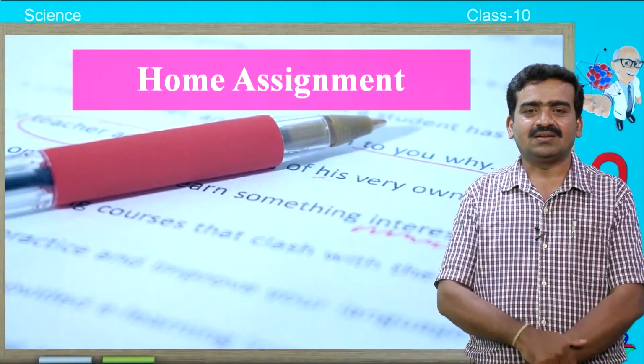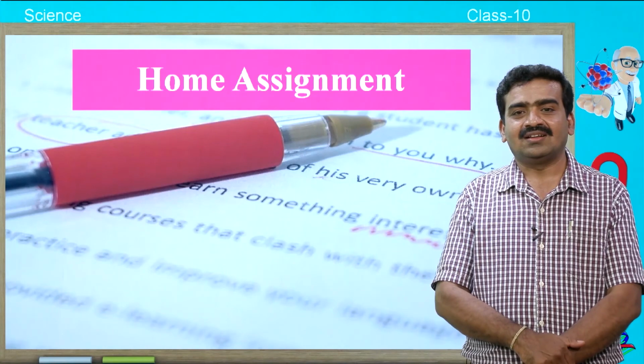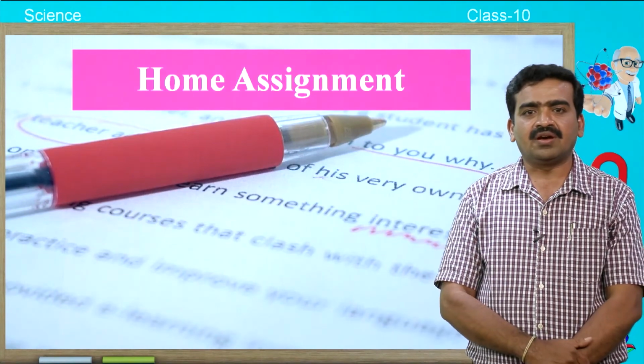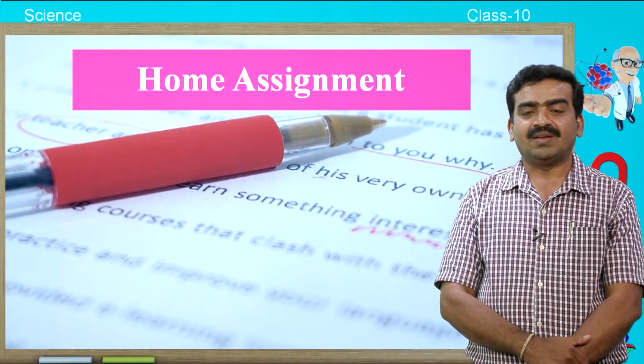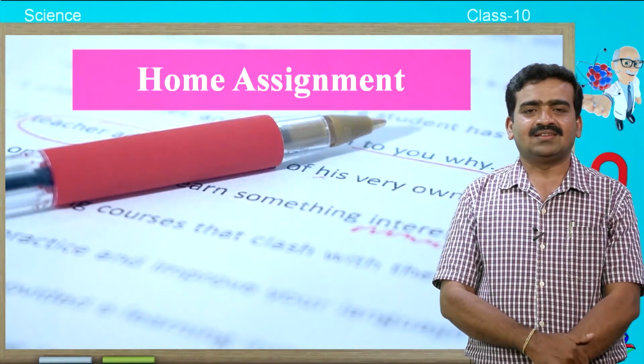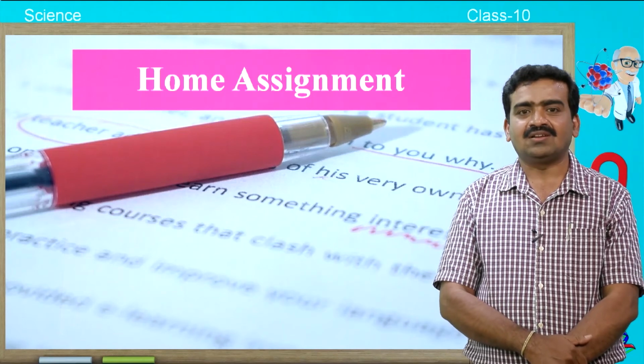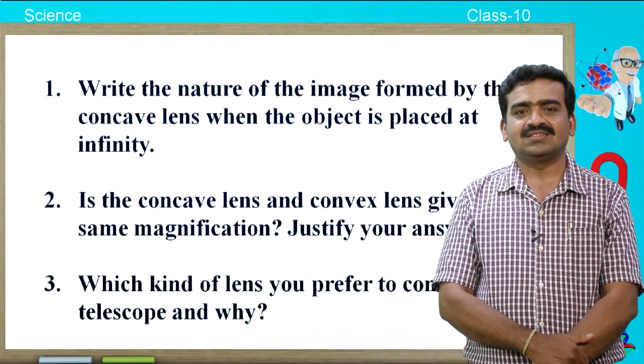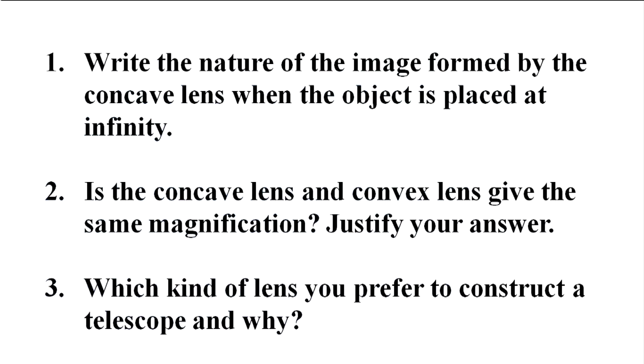My dear students, I hope you all enjoyed the quiz session. Now you have a home assignment based on the concepts you have learnt in this session, and you have to write the answers for these questions and show them to the teachers. The first question is, write the nature of the image formed by the concave lens when the object is placed at infinity. The next question is, do the concave lens and convex lens give the same magnification?